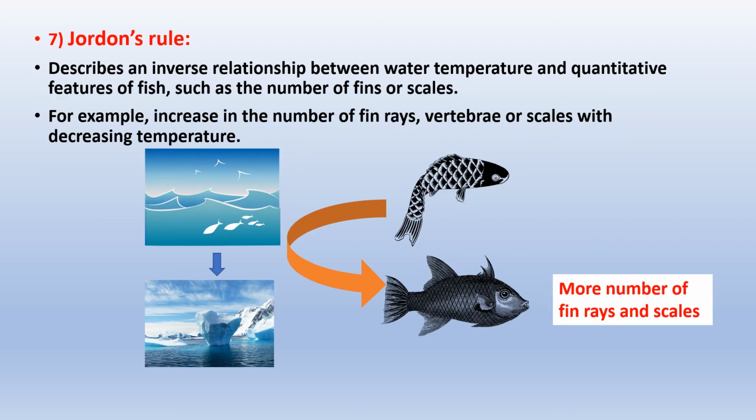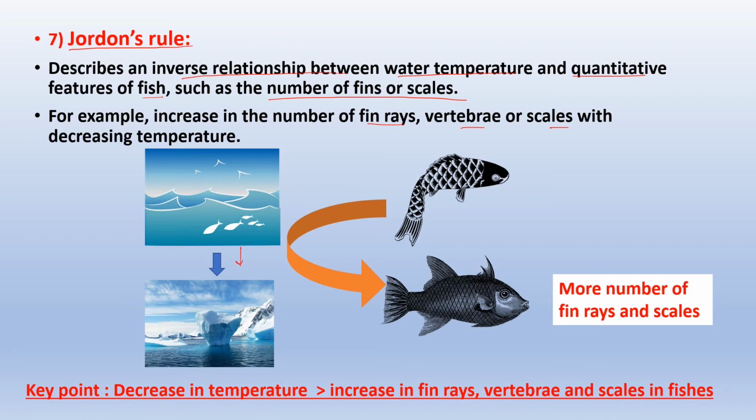Okay, so the seventh rule is Jordan's rule. It describes an inverse relationship between water temperature and quantitative features of fish, such as the number of fins or scales. For example, an increase in the number of fin rays, vertebrae, or scales is seen with decreasing temperature. So, as the temperature decreases, the number of fin rays and scales increases in fishes. So you just have to remember that with a decrease in temperature, you can see an increase in the number of fin rays, vertebrae and scales in fishes.